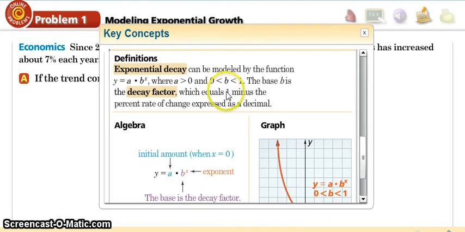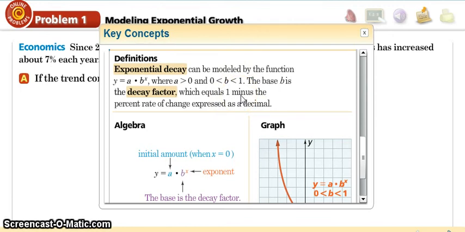So for this one, if someone asks you what is the decay factor for this exponential function, again, you would go to the B. Okay, B is going to be your decay factor. But this time, you've got 1 minus the percent rate of change as a decimal. So this is the reason why it's going to be less than 1. B is less than 1. Because if you take 1 and subtract something from it, obviously the answer that you get is less than 1.